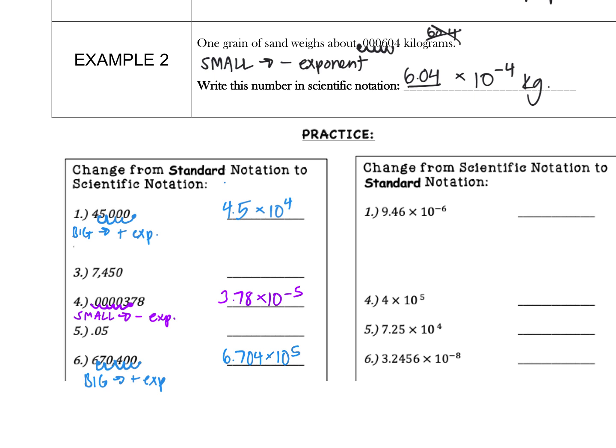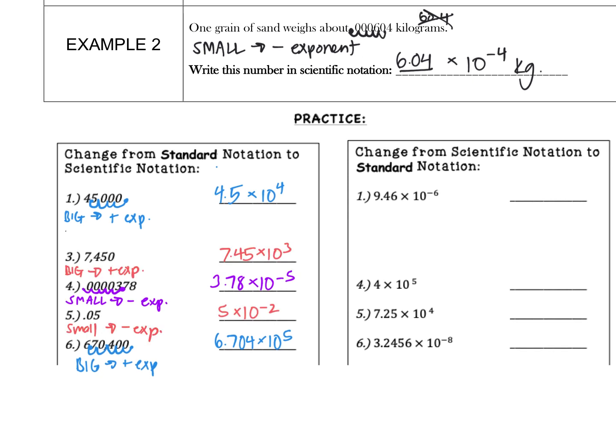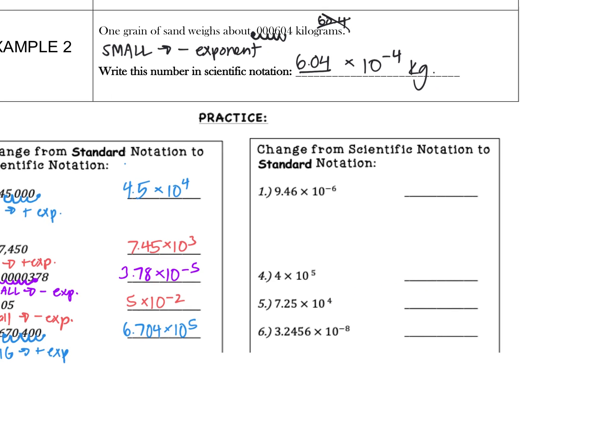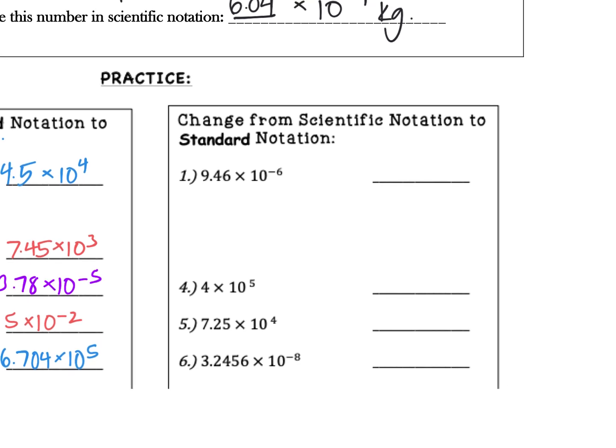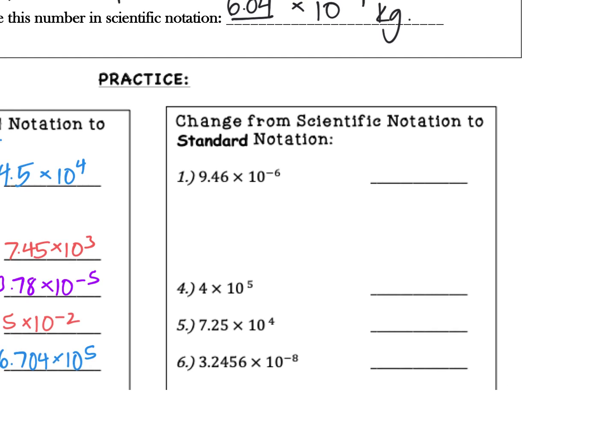Okay, pause this video quick, try out the other 2, unpause the video, check your answers. All right, so you should have gotten these 2 answers for numbers 3 and 5. Double check those. And then let's move on to the other side here. We're going to talk about moving from scientific notation into standard notation. So we're just going backwards now.